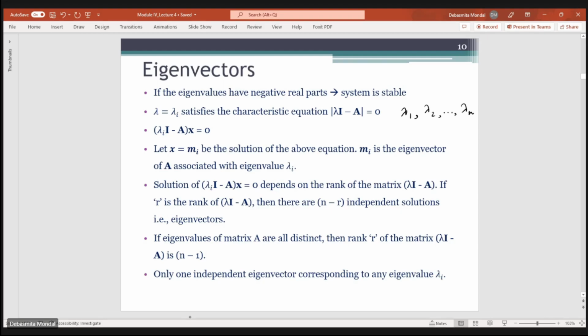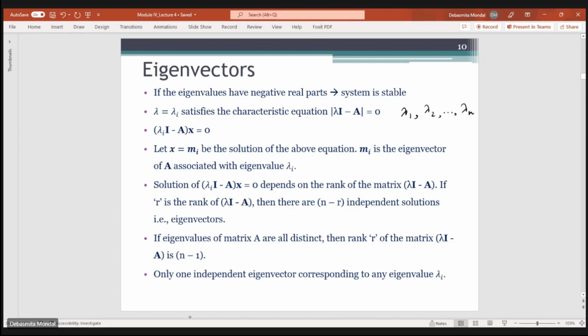Okay, so now if you solve this equation, let us say that one solution of this equation is x equals mi. If you can find the solution of this equation in the form of x equals mi, then this is known as the eigenvector of the matrix A, which is associated with the eigenvalue lambda i. So corresponding to each eigenvalue of the matrix A, you will have one eigenvector which is given by mi.